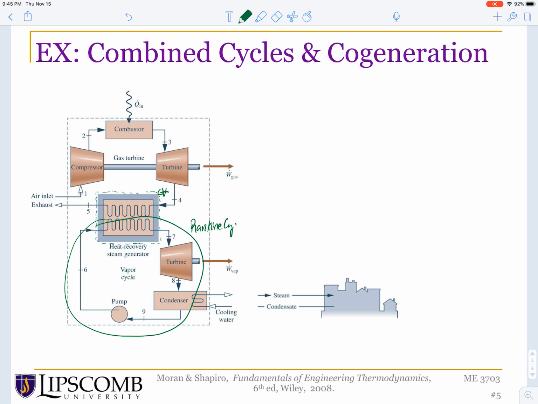cycle. So we have air as our working fluid for the Brayton cycle above, and then we have some sort of fluid that changes phases. So water or refrigerant, ammonia, anything else along that nature that's going to have a phase change. And we drive our Rankine cycle.